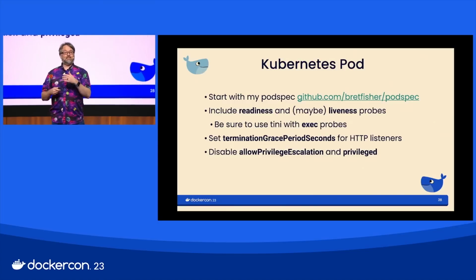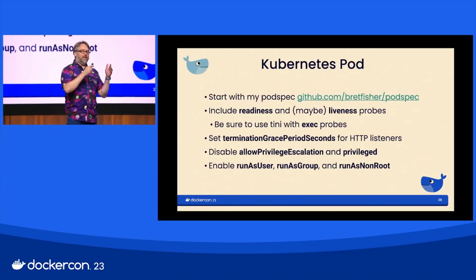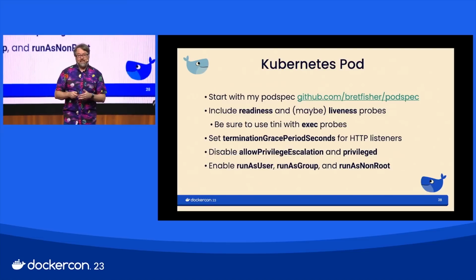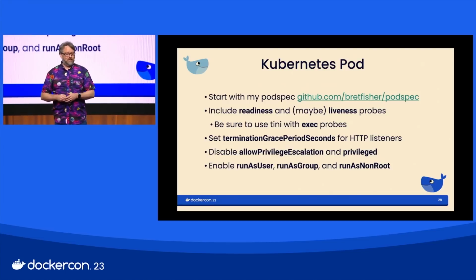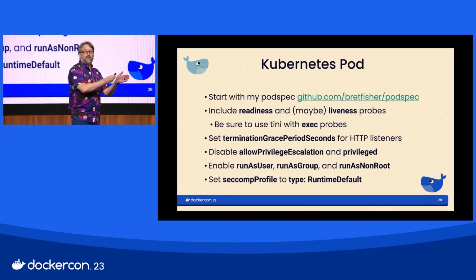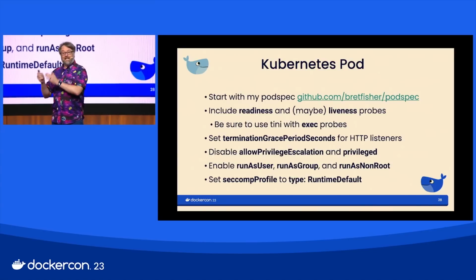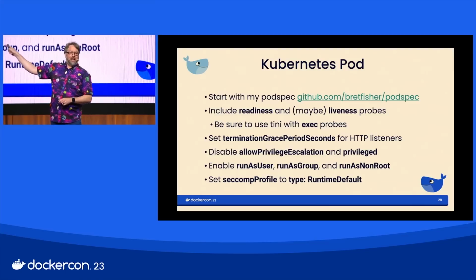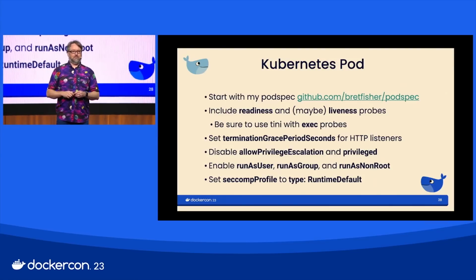It talks about disabling privilege escalation, making sure that you're running as a non-privileged user and enforcing that so that your security team is happy with you. And then finally, enabling seccomp profiles, which Docker has by default, but Kubernetes disables by default unless you enable it in every pod or at the level of the cluster.